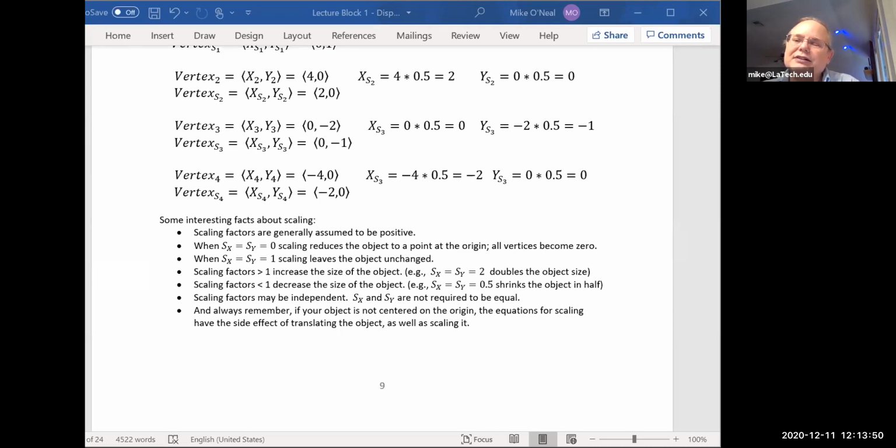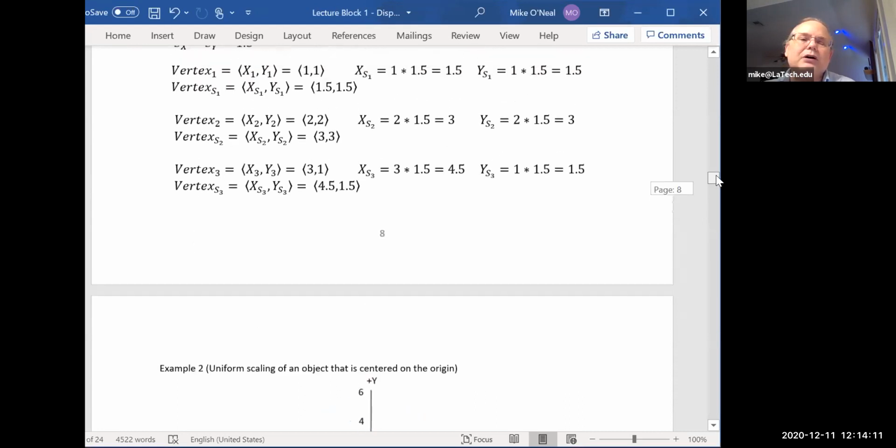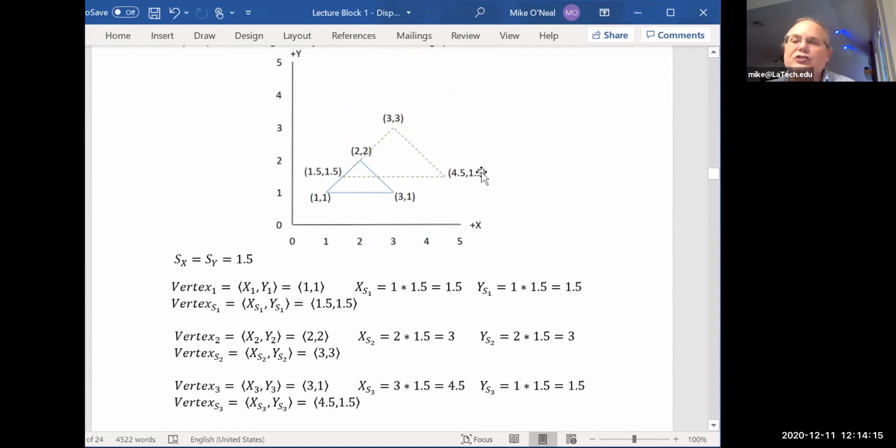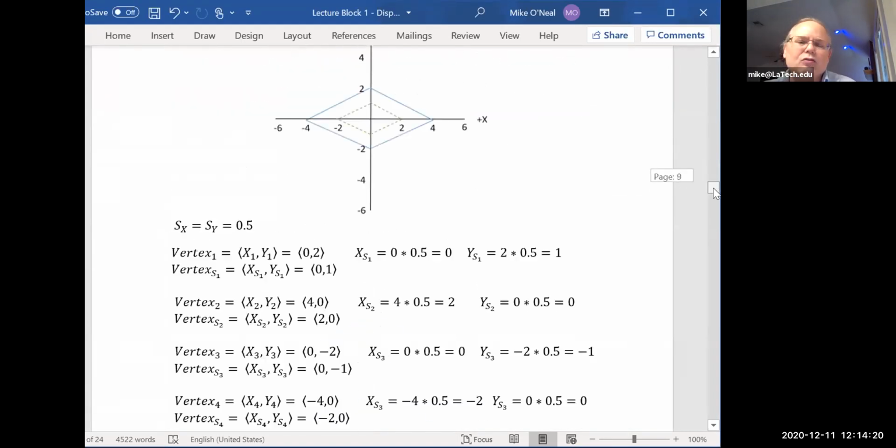We answered Eric's. Andrew, we're going to talk about how to get rid of this problem when we do assignment 2. For assignment 1, we're not going to worry about it. We're going to treat it as a feature rather than a bug, that objects that are not centered at the origin move as well as change sizes. Okay? All right.